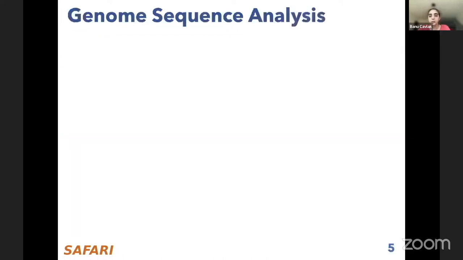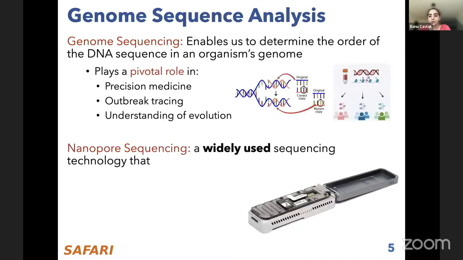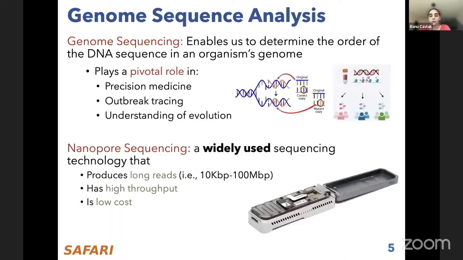I will start with background, but John already gave a lot of the background, so I will skip these parts. As John said, genome sequencing is important in many areas, and nanopore sequencing is a widely used sequencing technology that has long reads, high throughput, and low cost.